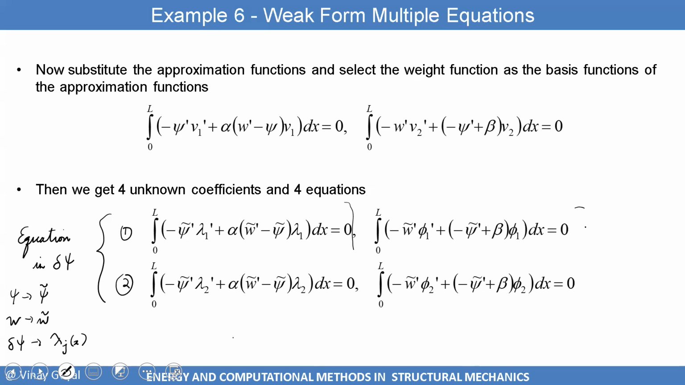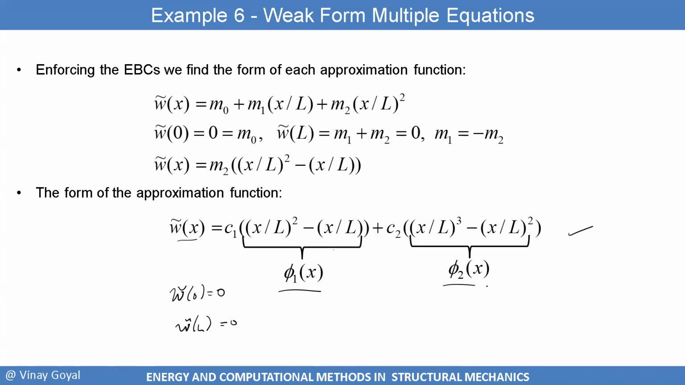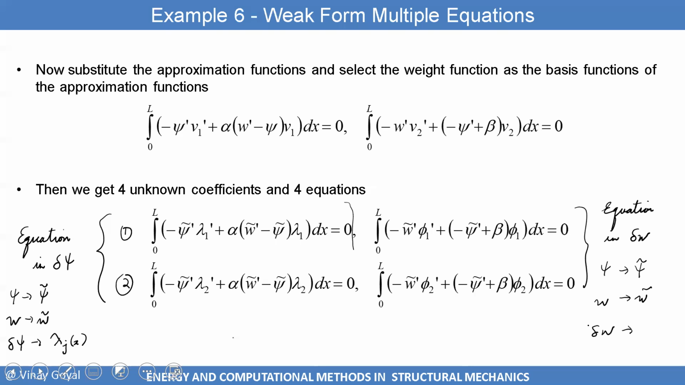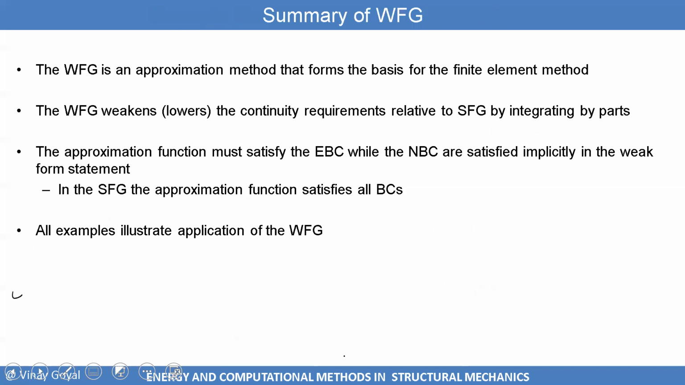And then for these two equations here, that's the equation in del W. So for that equation again, for C plug in C tilde, for W plug in W tilde, and then for del W plug in, and I don't remember what I called it. I call it phi. So we'll then plug in phi for that. And there you go. You have four equations, four unknowns, and you're ready to solve the equations using this weak form Galerkin.